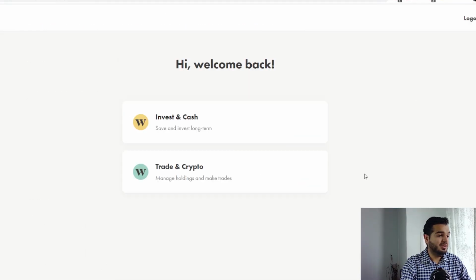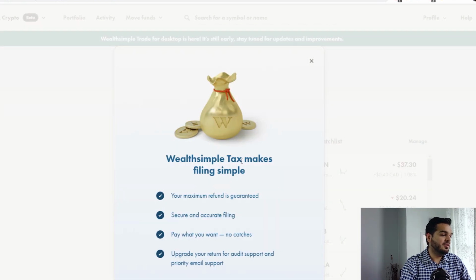So once you have your account and you're ready to go and you log in, you'll be greeted with this screen. Invest in cash, trade in crypto. For this purpose, we're going to use trade in crypto. And once you log in, you'll get a notification that you can also use WealthSimple to file your own taxes.